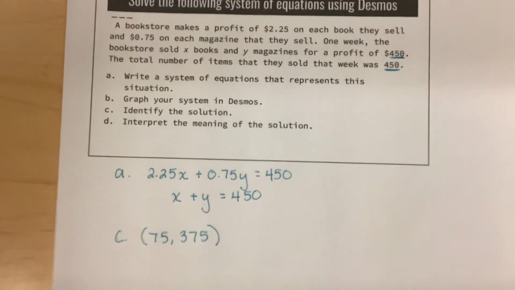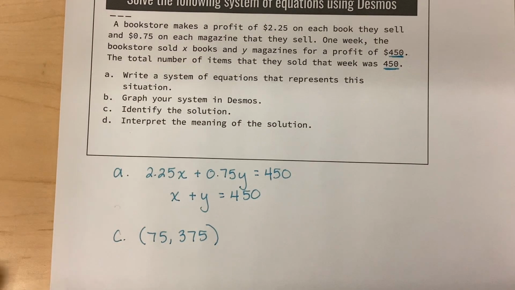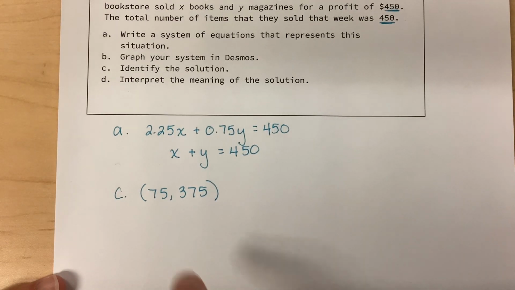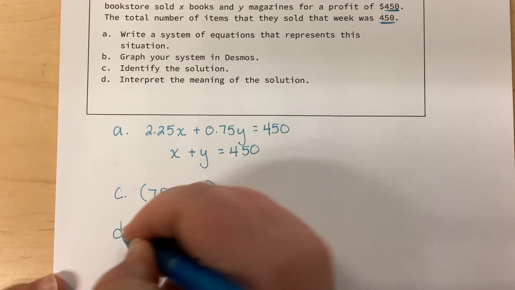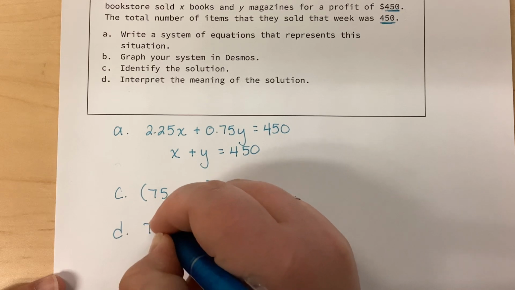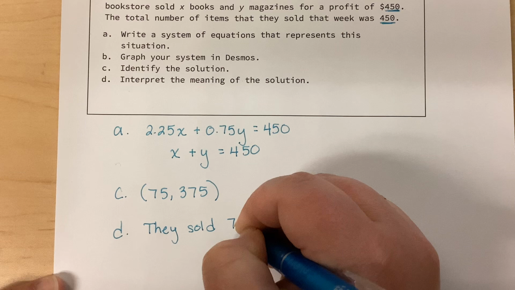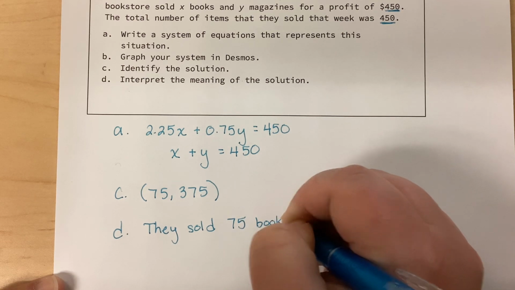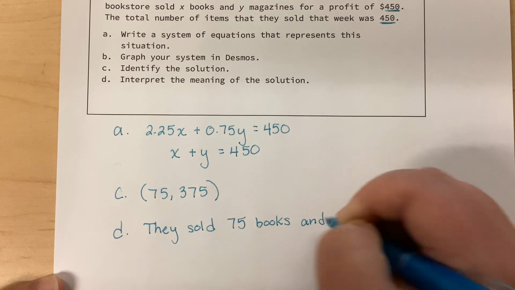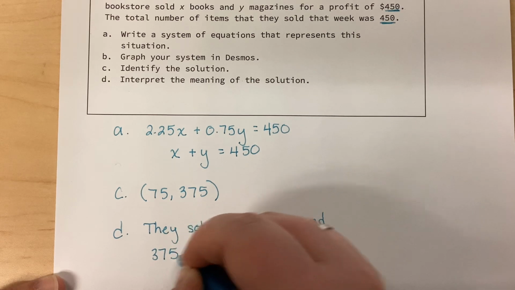Now the last thing that it wants us to do is to interpret the meaning of the solution. Now remember, X was number of books and Y was number of magazines. So when I go to interpret, what I'm going to say is that they sold 75 books and 375 magazines.